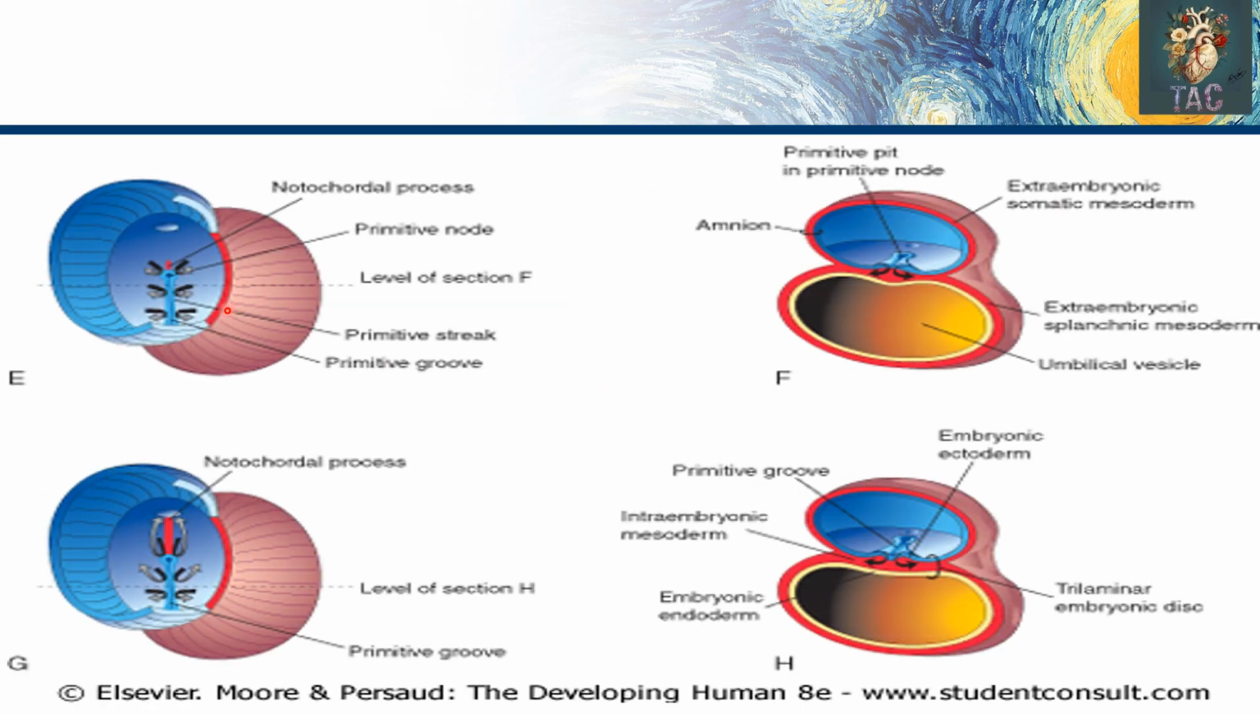So here you can see in this diagram the primitive node is present, the primitive streak and primitive groove are present, and cells are migrating. They are slipping beneath the epiblast and they come to lie on either side, in the cranial as well as caudal direction.